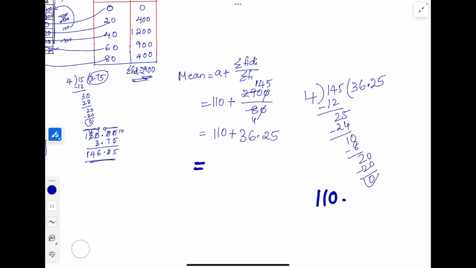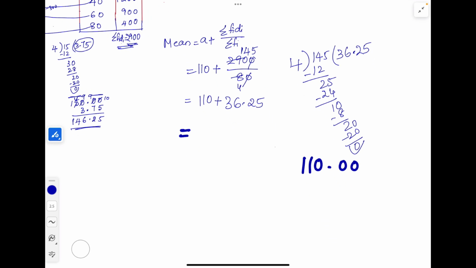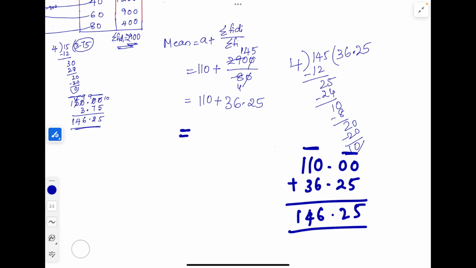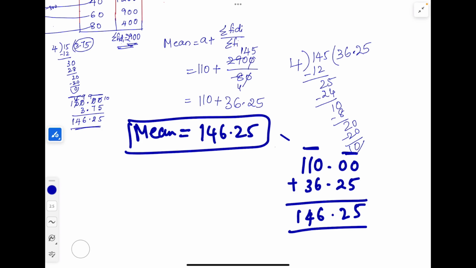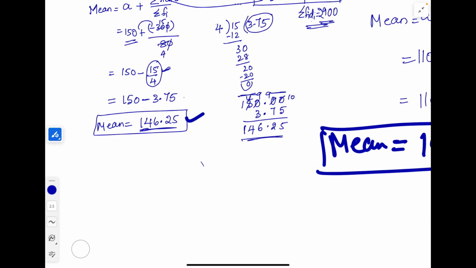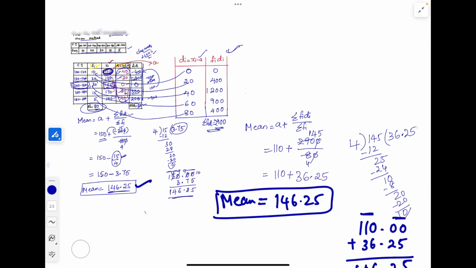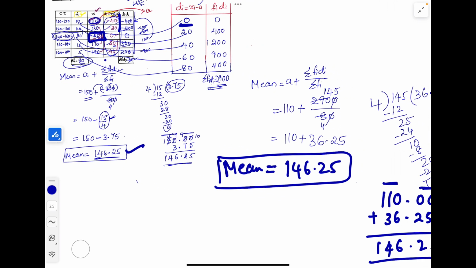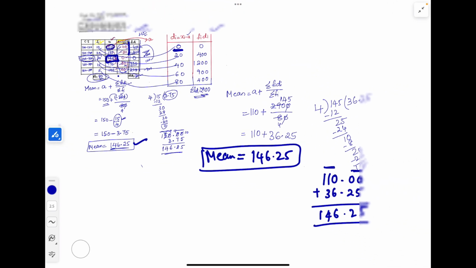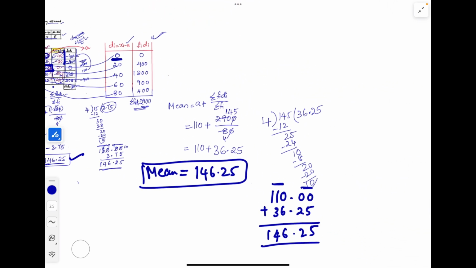So 110 plus 36.25. Okay, how to add? This is the whole number part, this is the decimal part, beta. So when we add, we will be getting 146.25. Mean is equal to 146.25. Previously what did we get? 146.25. It is up to you which one you want to take as your assumed mean, but the answer will be the same. Hope you like this video.